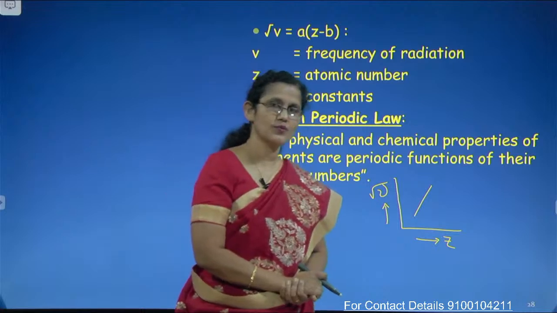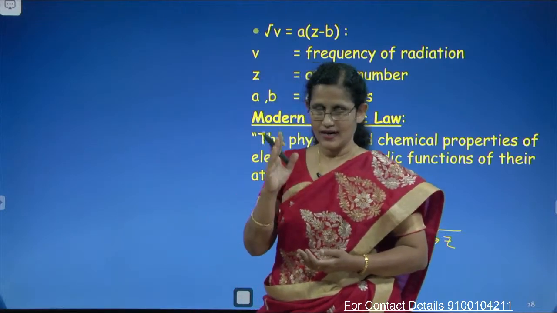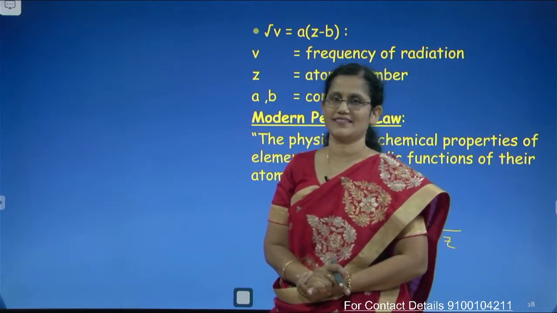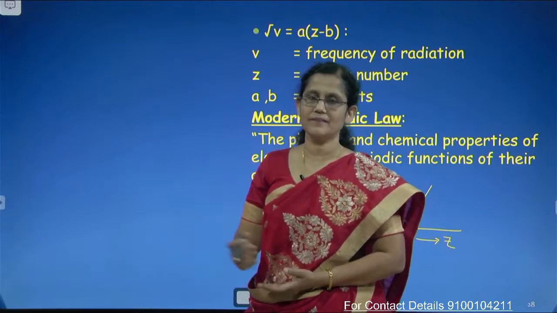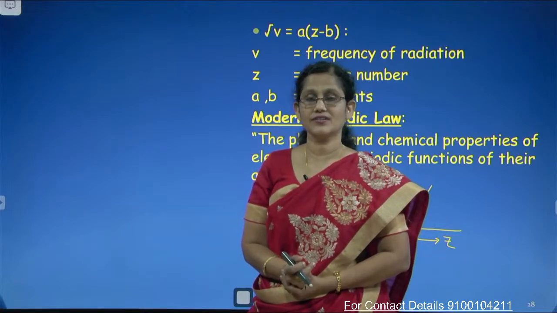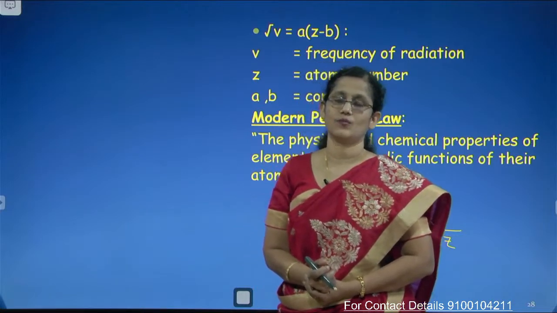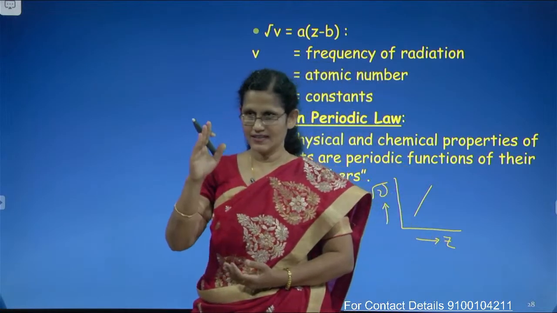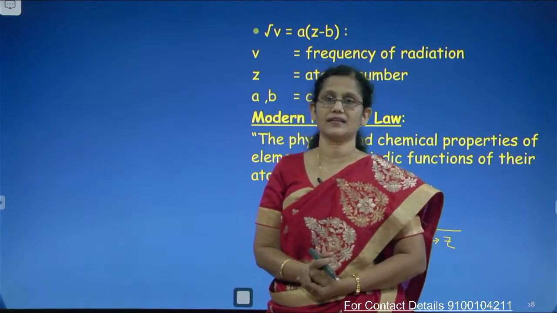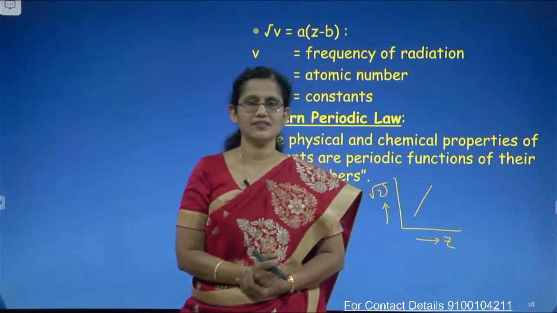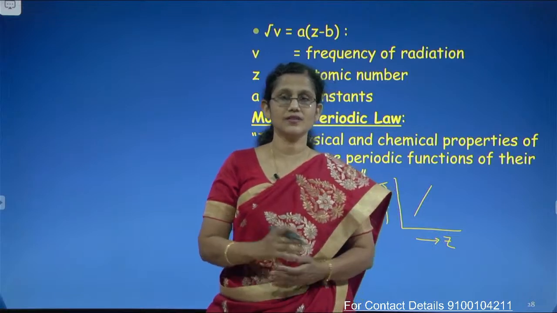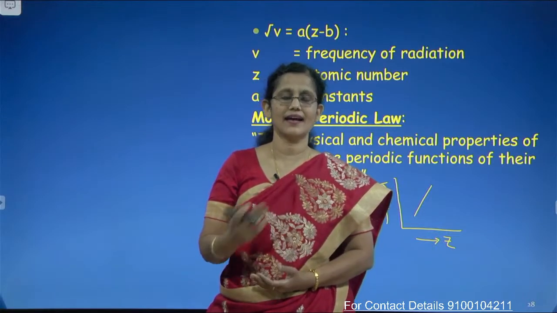So, what about Moseley? He said that atomic number should be the main basis for classification, not atomic weight. What is the modern periodic law? The physical and chemical properties of elements are the periodic functions of atomic number. What is Mendeleev's periodic law? The physical and chemical properties of elements are the periodic functions of atomic weights, right. In the coming classes, we will be discussing some worksheets we are sending to you, and in tomorrow's class we will discuss the worksheet and add some more points.